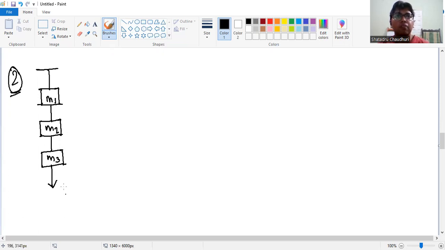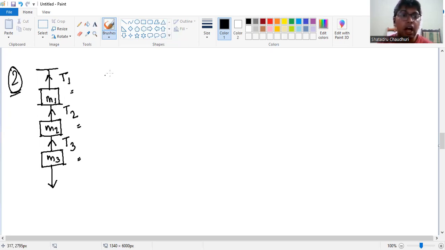Now the total weight of these three masses is acting downward. Obviously, since it is hanging down, these things will experience some tension, and the tension is always in the upward direction. So this one will be T1, this one will be T2, and this one will be T3. Now my problem is to find out the values of T1, T2 and T3.